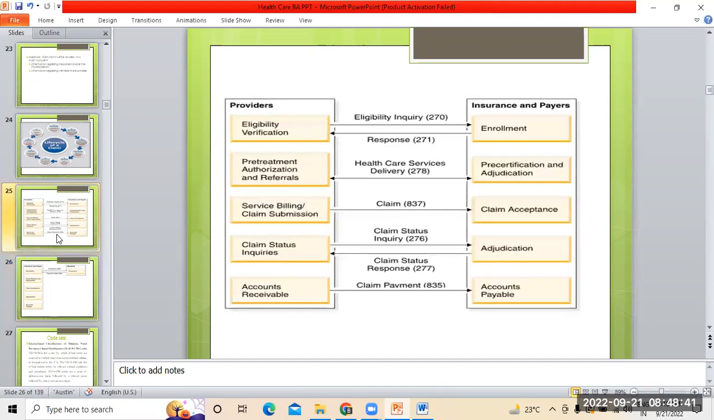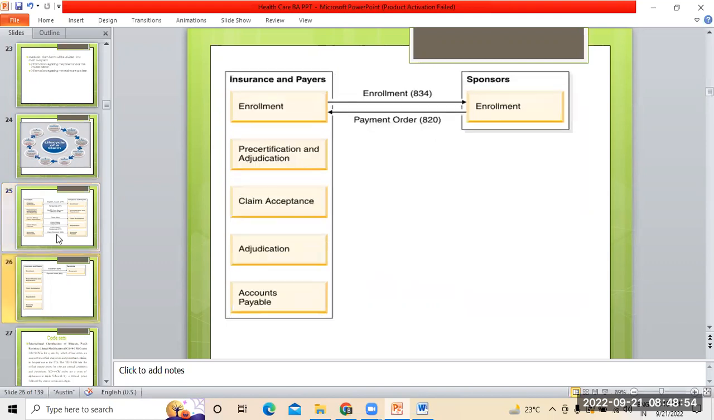So the major codes are these. The first code, as I mentioned, is the inquiry, 270, you must be knowing. 271 is the response, whatever you have received. This enrollment process, from an insurance company to a sponsor, all falls under 834 for enrollment, and whatever payment order is received from a sponsor to an insurance company will be 820. So you can classify them for easy understanding.